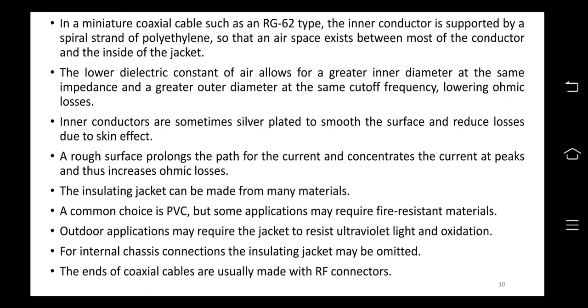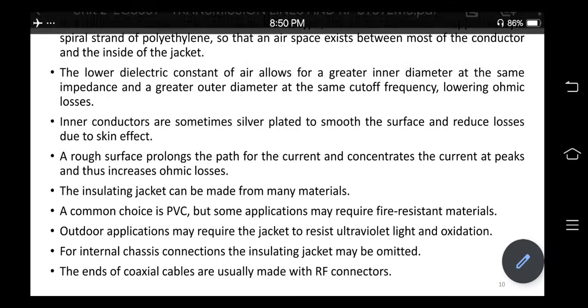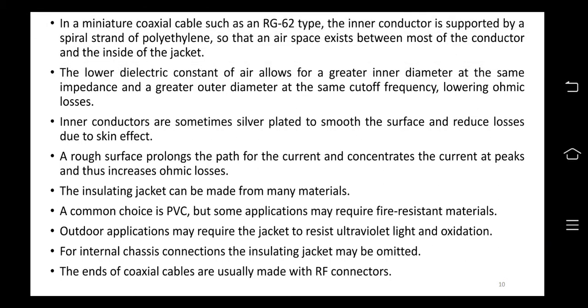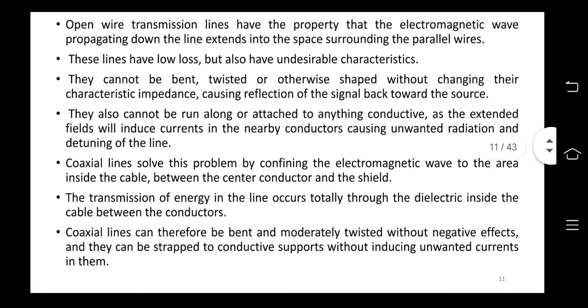The insulating jacket can be made from many materials. A common choice is PVC, but some applications may require fire resistant materials too. Outdoor applications may require the jacket to resist ultraviolet rays and oxidation. For internal chassis connections, the insulating jacket may be omitted. The ends of the coaxial cables are usually made with RF connectors.